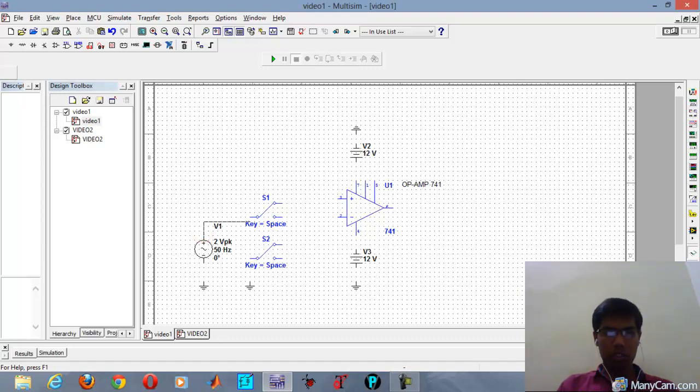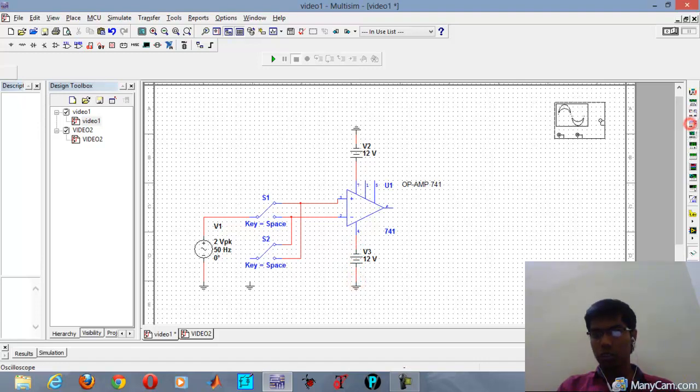This is connected to the switch S1. This is a non-inverting terminal, and this is the inverting terminal. This is plus 12 volt. Plus 12 volt is connected to the positive power supply, and this is minus 12 volt. This is connected to the negative power supply.